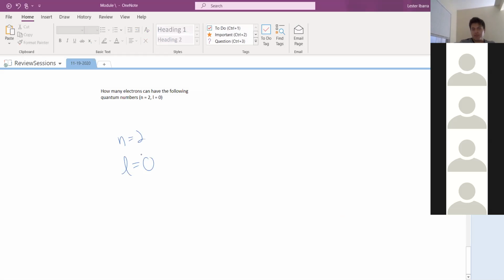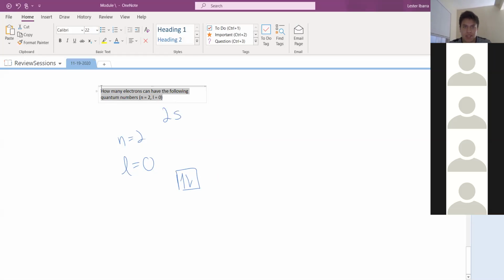Because just based off these two values, what am I looking at? The s. So I'm looking at a 2s subshell. And in the s subshell, how many boxes or orbitals do I have? Only 1. So at most, there can only be 2 electrons in that box. Therefore, only 2 electrons can have these values of quantum numbers.